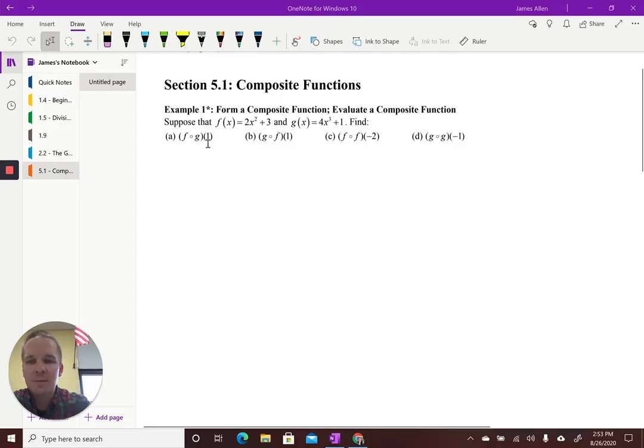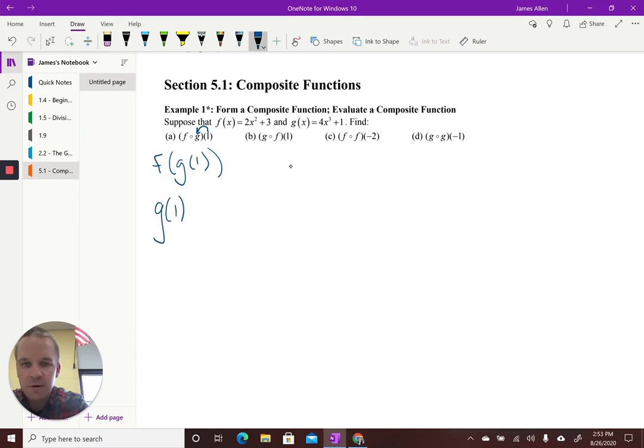Now, the way I like to think about this is working my way back. So I'm going to plug 1 into g. Some people like to write it like this, and that makes more sense to them. They see that the g of 1 is inside the f. So if I figure out what g of 1 is first, which would be 4 parentheses 1 cubed plus 1.